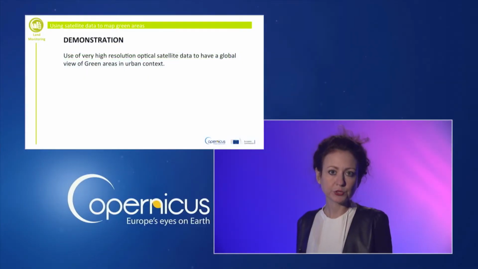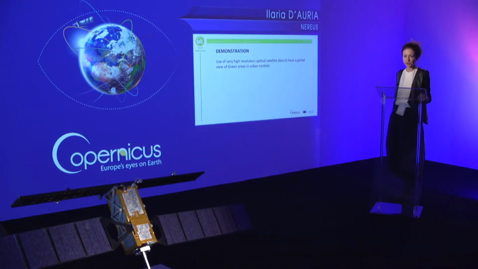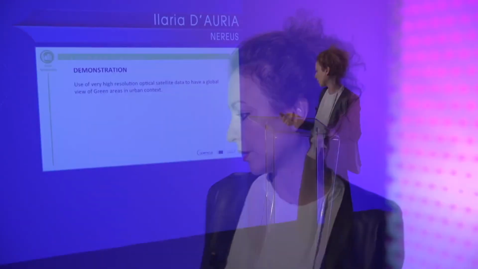The demonstration will show how to take advantage of the very high-resolution optical satellite data to have a global view of green areas in an urban context. The methodology that we propose here doesn't need specific skills in remote sensing or GIS. It is a step-by-step process, and you should find it quite accessible even if you are a beginner.